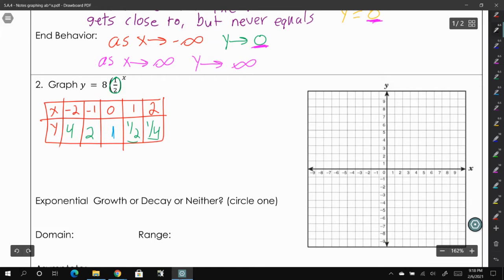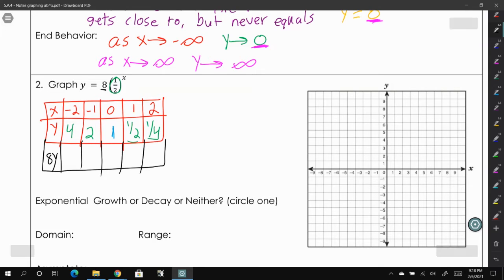And then we'll make our last row. And we're going to multiply everything by 8 because that is our a value. 4 times 8 is 32. 2 times 8 is 16. 1 times 8 is 8. 1/2 times 8 is 4. And 1/4 times 8 is 2.